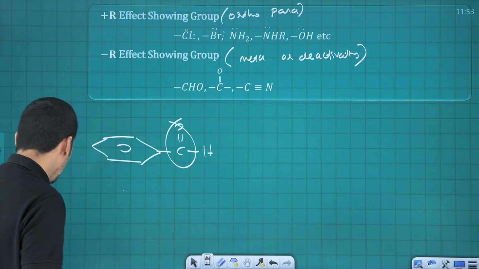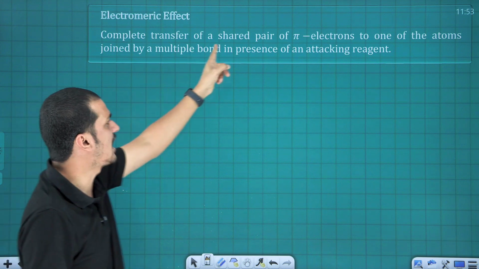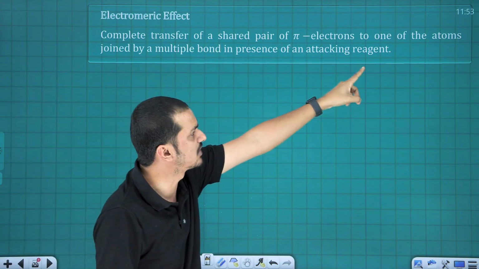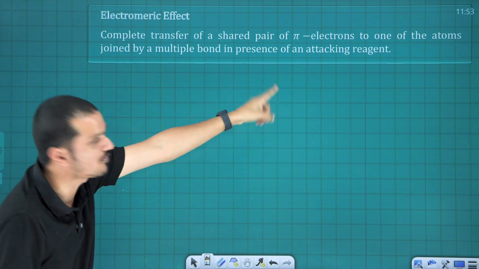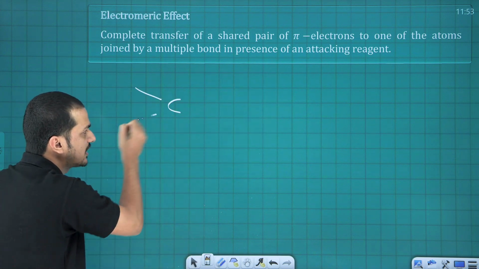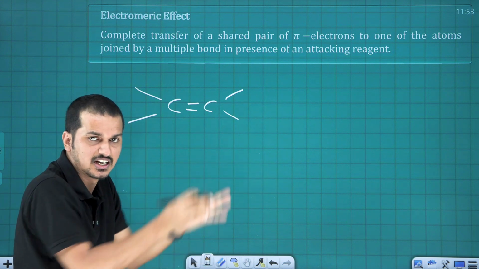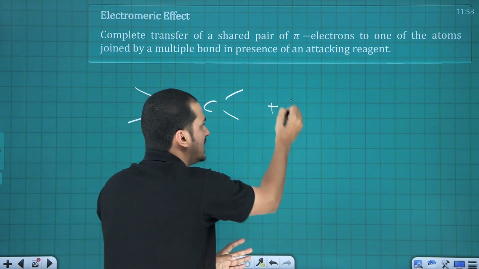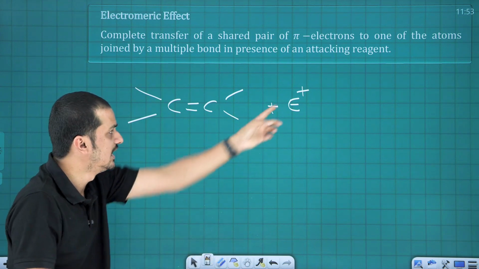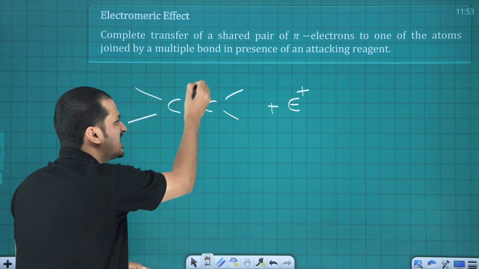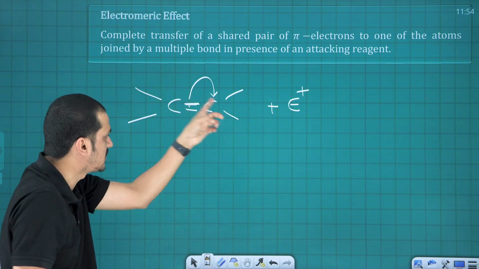Yeah. Next, again, electromeric effect. Electromeric effect means complete transference of a shared pair of pi electrons to one of the atoms joined by a multiple bond in the presence of an attacking reagent. Suppose you have a carbon-carbon double bond. If an attacking reagent comes, electrophile or nucleophile, suppose an electrophile is coming, its charge is positive. The pi electron is completely shifting to any one of the carbon atoms. Suppose it is shifting to here.